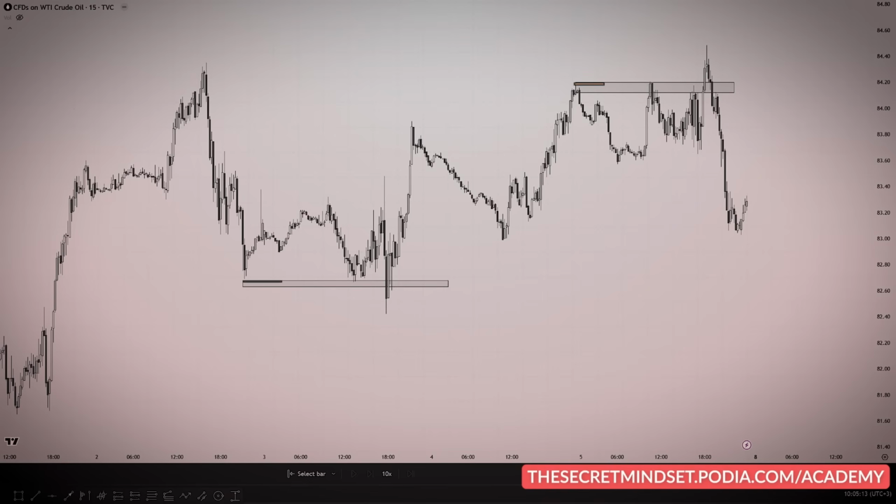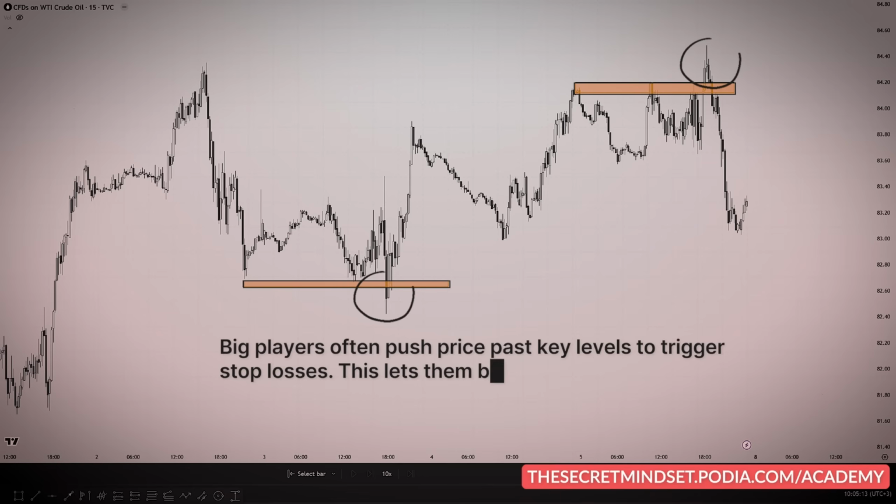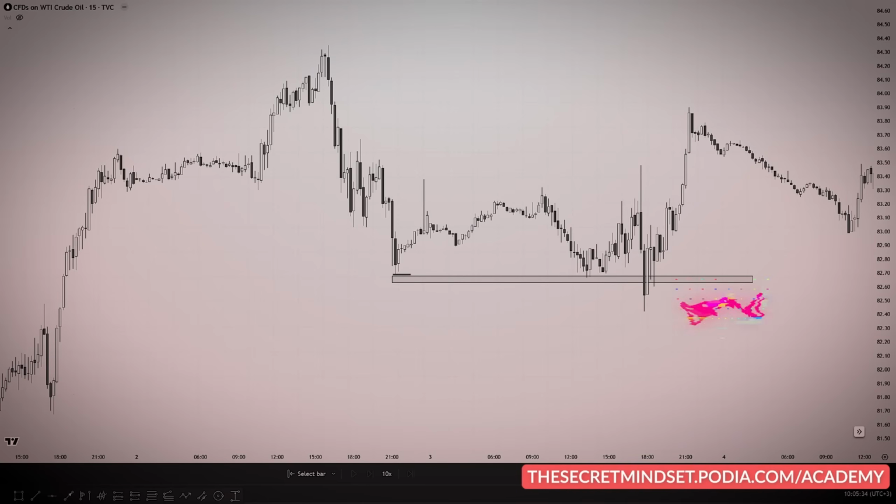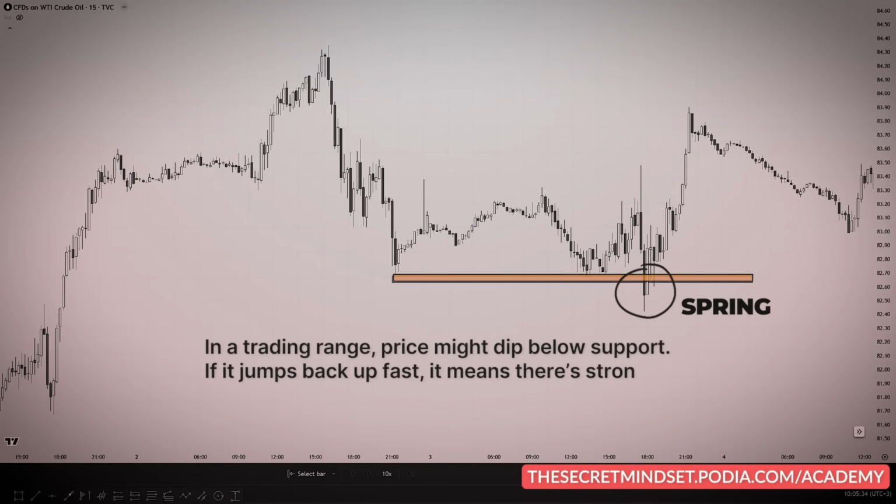Why do they happen? Because big players often push price past key levels to trigger stop losses. This lets them buy or sell at better prices. It is like shaking a tree to make the fruit fall. Let's look at springs first. In a trading range, price might dip below support.